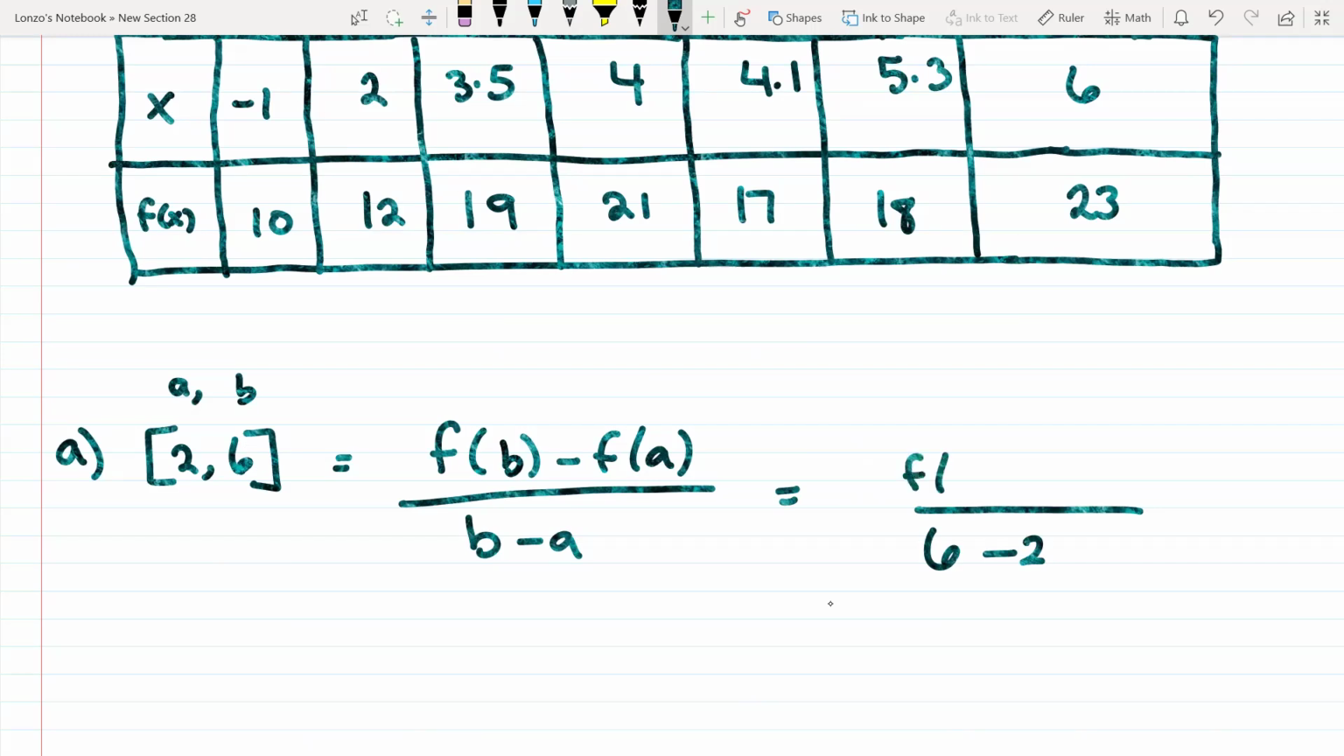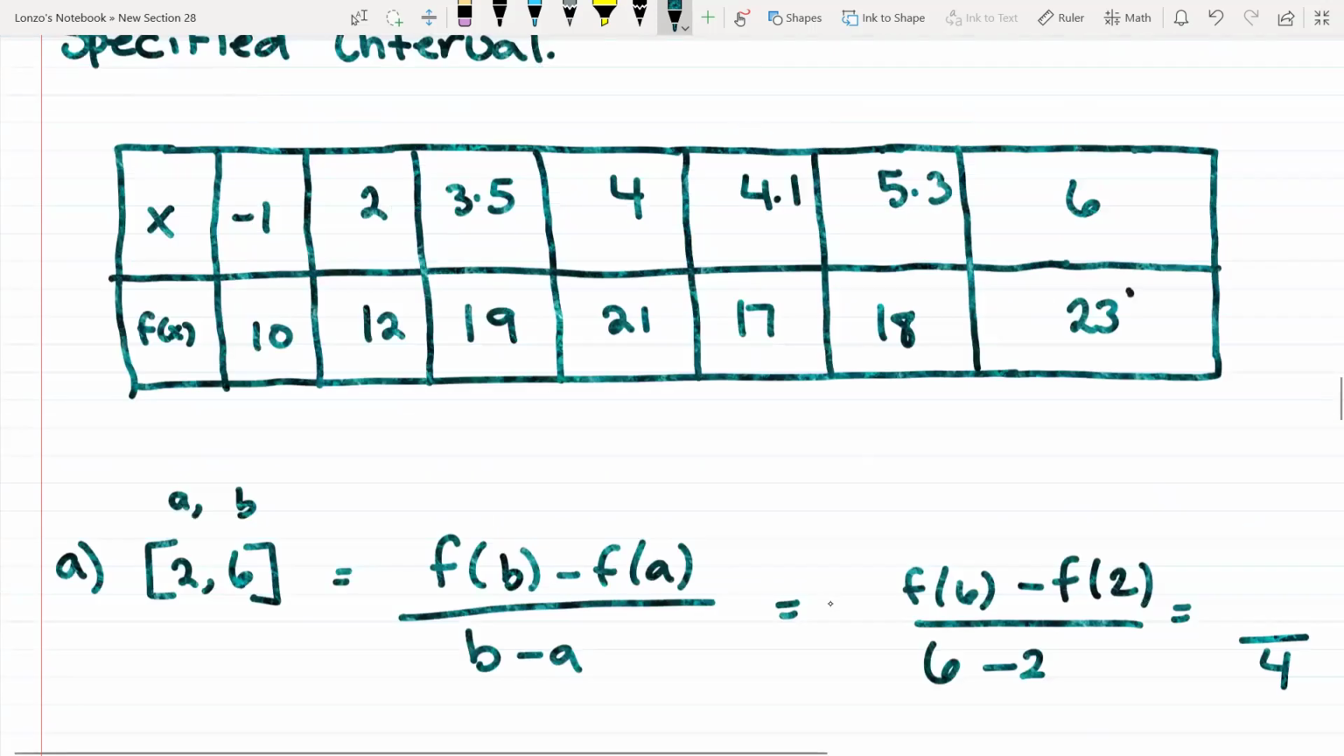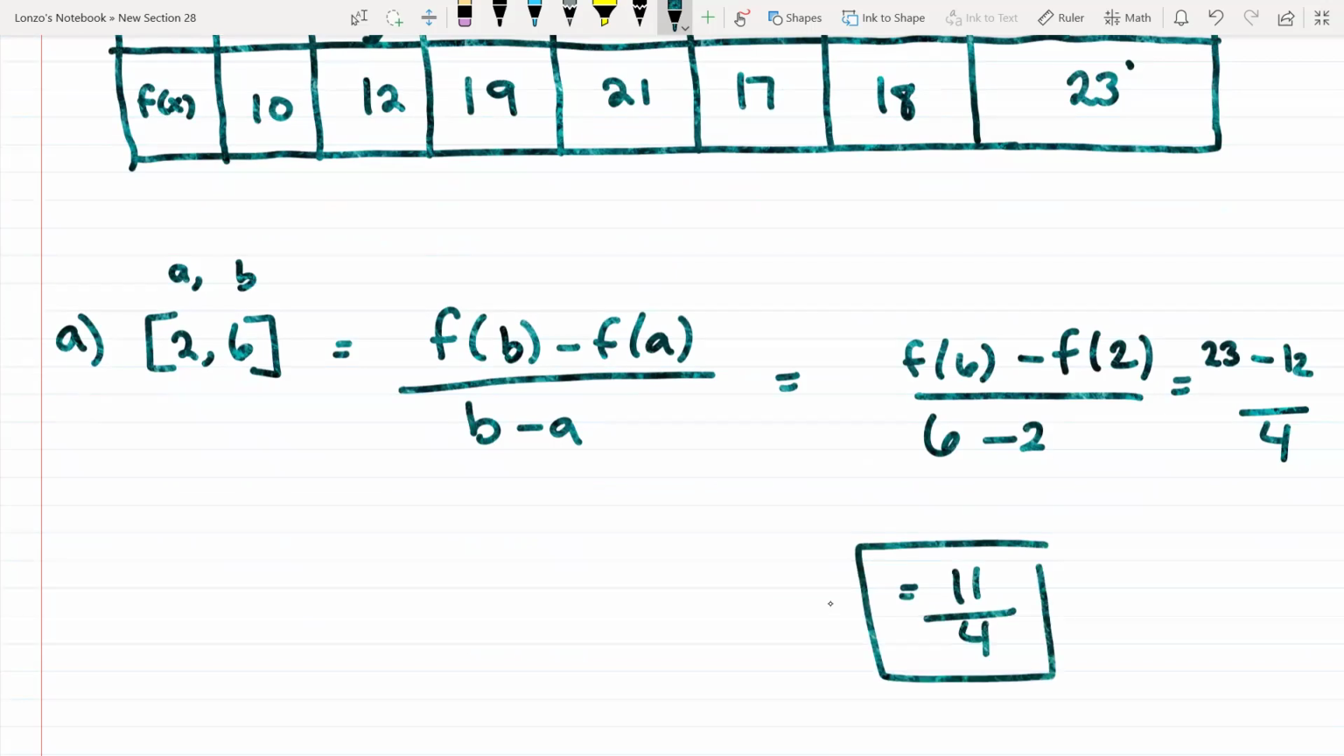So f of 6, right? Because our b value is 6, minus f of a. And then on the bottom, what's 6 minus 2? 4. And then what's f of 6? If you look at our table, f of 6 spits out a 23. And then what is f of 2? If you look at our table, f of 2 spits out 12. Okay, so 23 minus 12 is 11, and then 6 minus 2 is 4. So your average rate of change is 11 over 4.